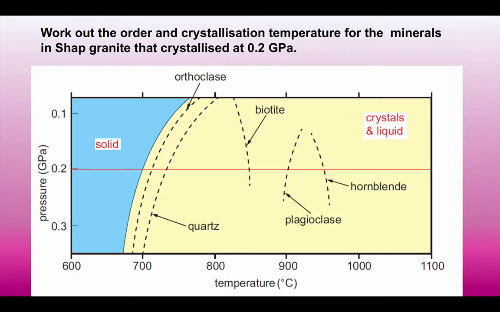But this graph shows us the temperatures at which these minerals will crystallize at when we have different pressures. So I want you to look at the cooling of the Shap Granite that we think happened at a pressure of about 0.2 gigapascals. I've marked it with the red line on this graph and on the one on your handout.